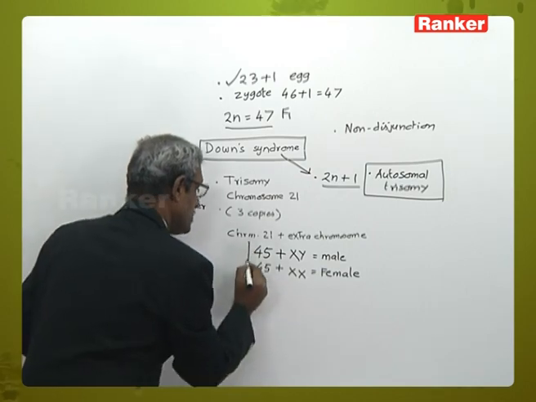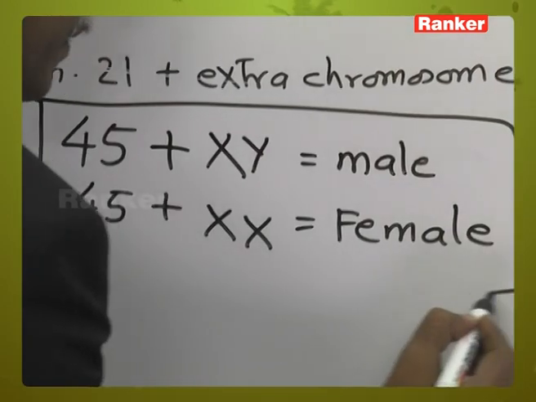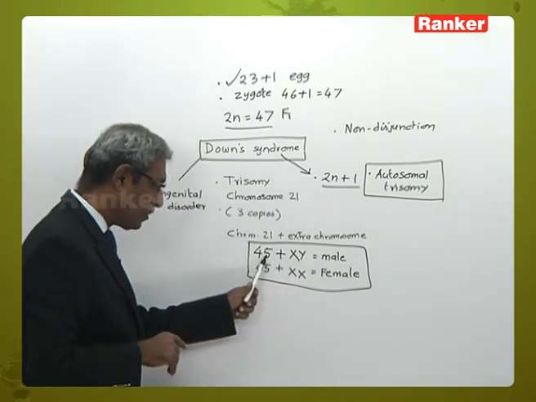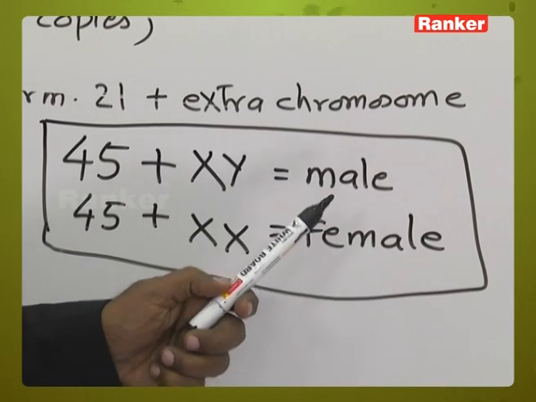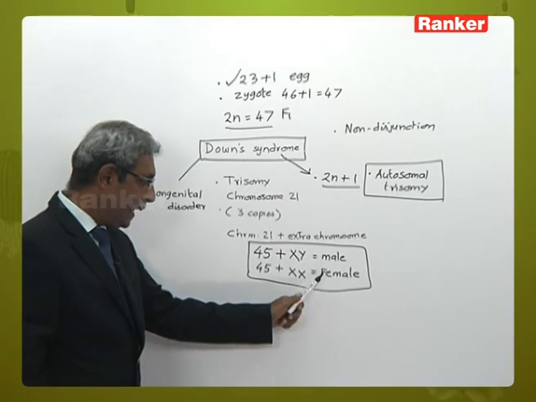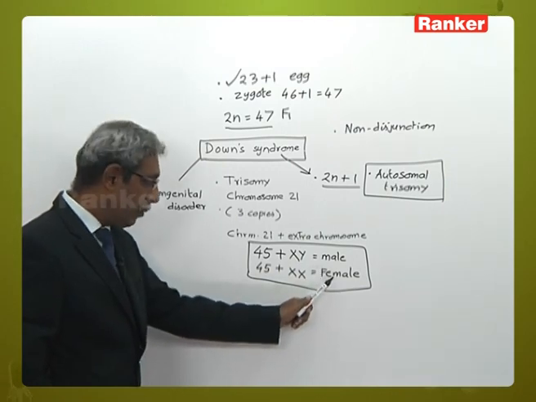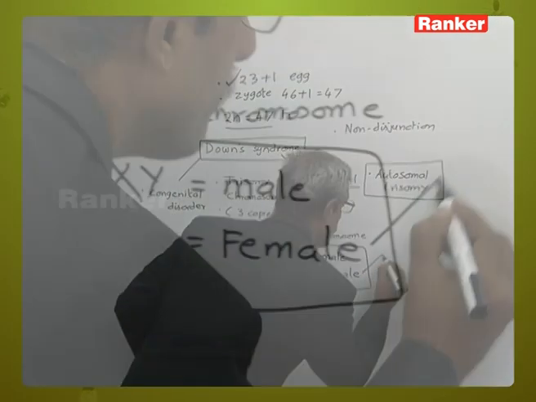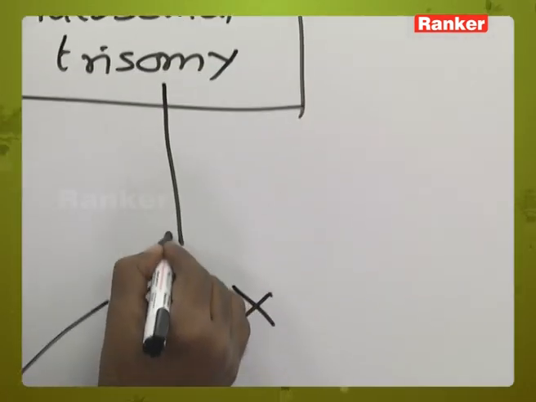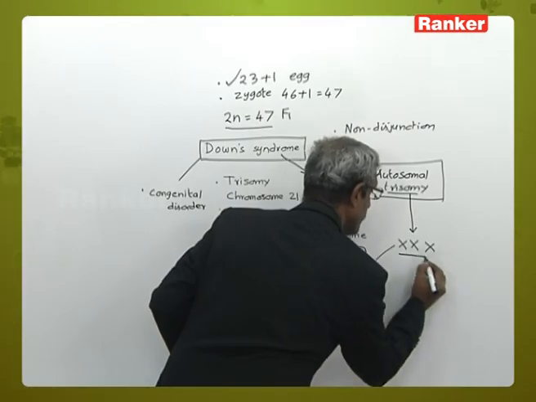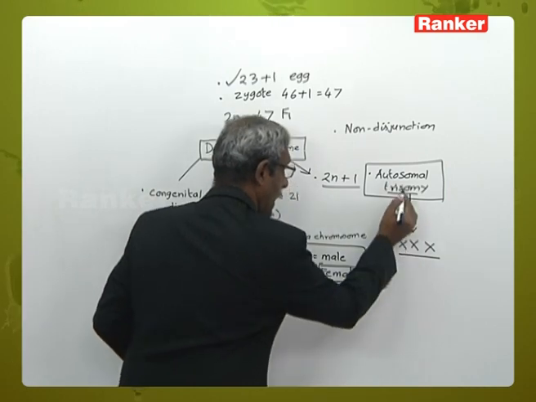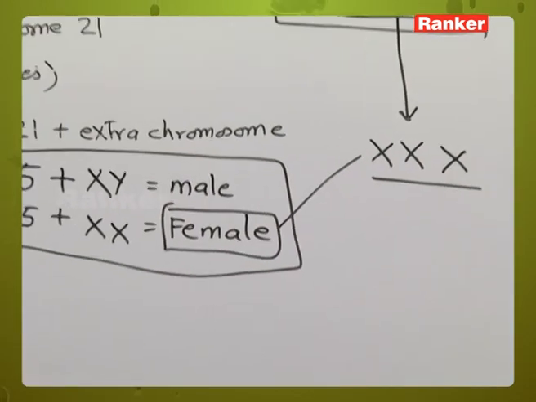Now this bit is a popular question which is generally asked in objective bits. When you have 45 chromosomes plus an XY, it results in the formation of a male, or 45 plus XX, it results in the formation of a female. Thereby, always in the female, the chromosomes are X, X and X. Thereby, it is termed as a trisomy.